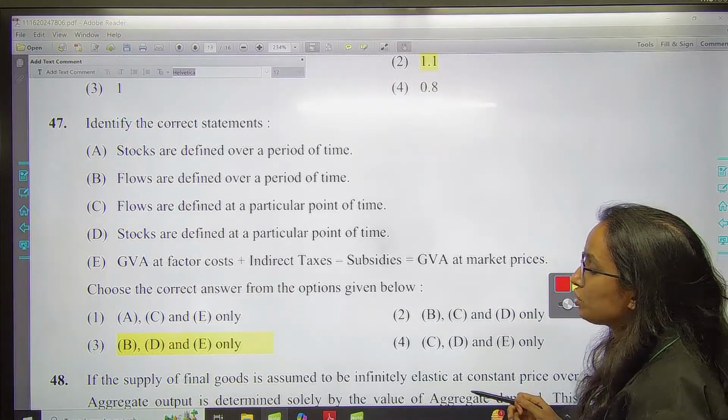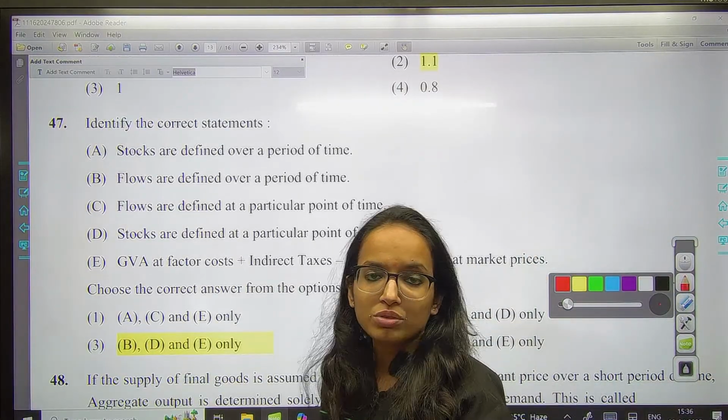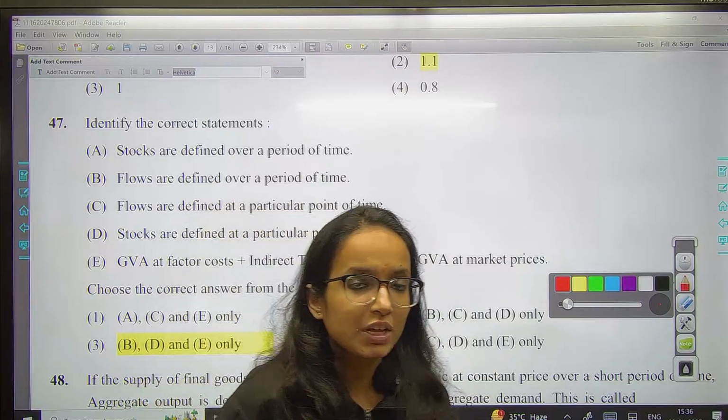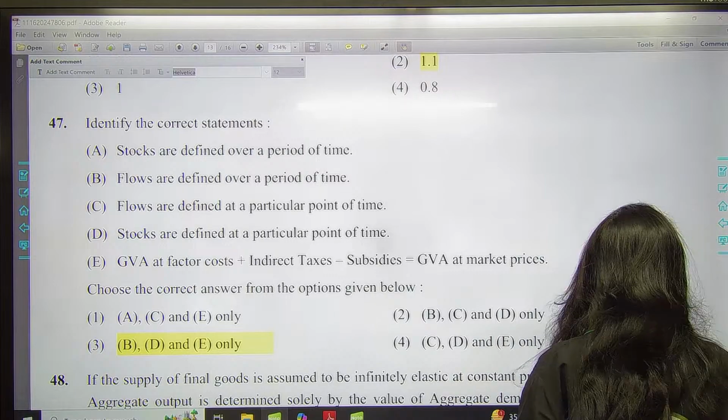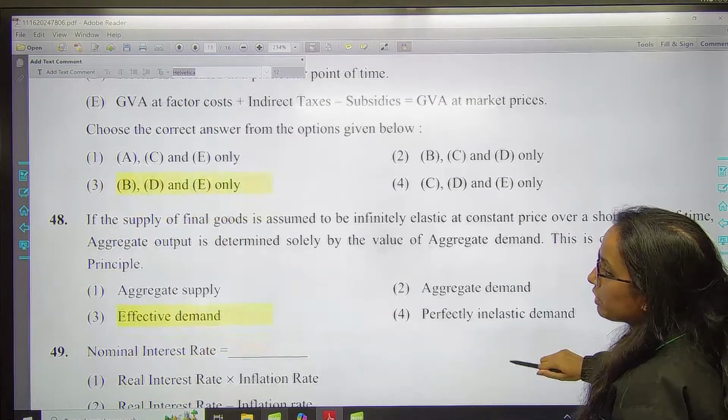Then they have asked you stock and flow का concept. So you must know that any variable measured at a point of time is a stock concept. During a period of time is a flow concept, right? So stock and flow के concepts भी इन्होंने पूछे हैं.